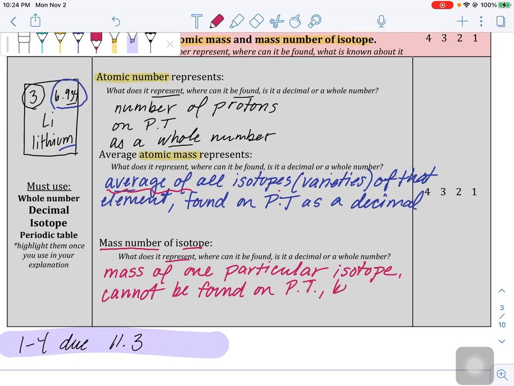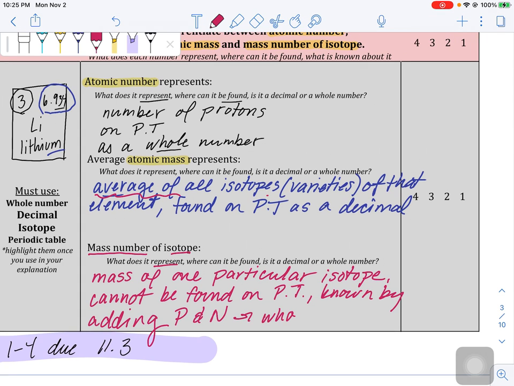It's known by adding up two specific particles, protons and neutrons, and just like our proton number, it needs to be whole. So this will always be given by Ms. Chumley or your teacher as you are doing different calculations, or you can calculate it by adding up your protons and neutrons.